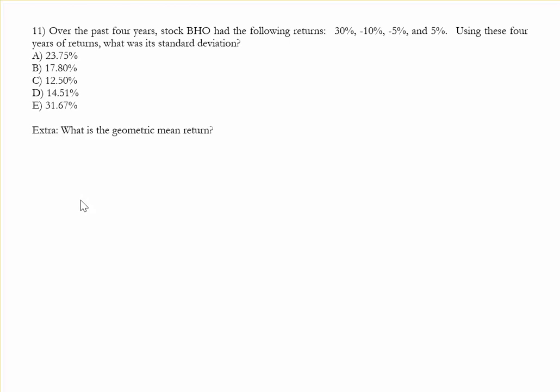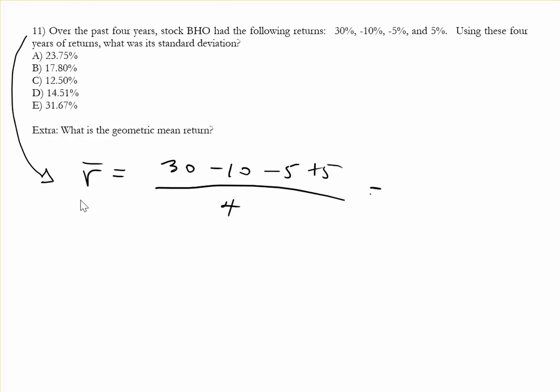Number 11 is actually a chapter 11 problem. We have 4 years of returns. We're asked what's the standard deviation, and then as an extra we're asked what's the geometric mean. So let's do the standard deviation first. To do that, we have to find out the arithmetic mean. So that's just the sum of all the returns and then divide by 4. So the arithmetic mean is 5%.